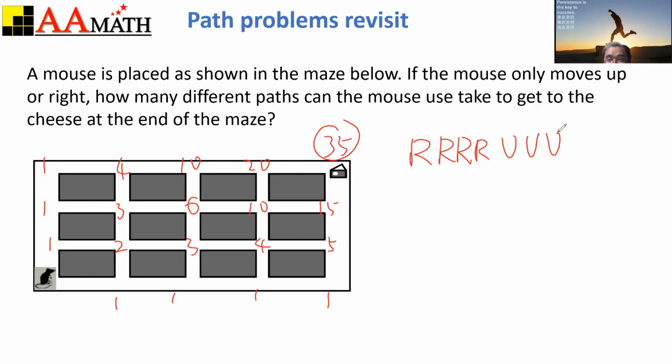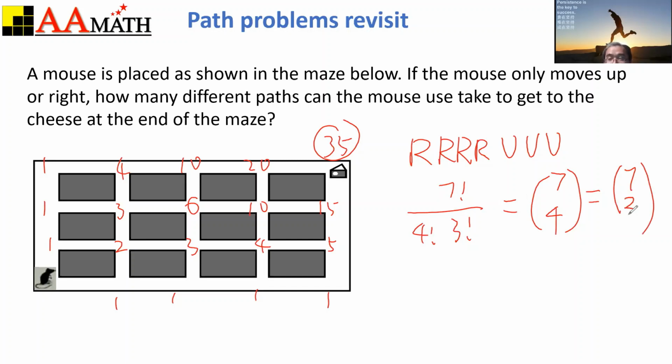How many ways are there for this 7 step path? Wonderful. They just arrange the letters. 7 factorial divided by 4 factorial, 3 factorial. Or the other way is, out of the 7 steps, you choose 4 steps as R. The same as out of the 7 steps, you choose 3 as U. So this is the answer, no matter which one you like. Basically 7 choose 4 or 7 choose 3.